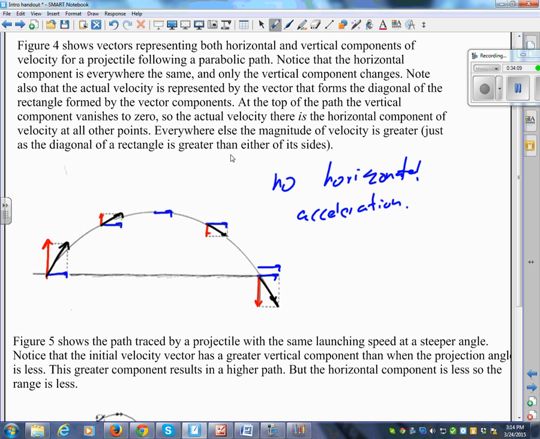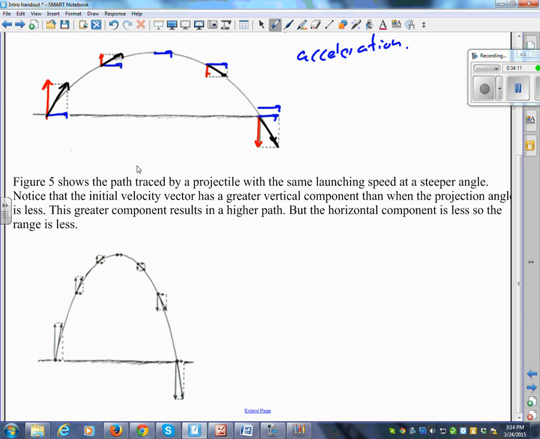This one down here shows the path traced by a projectile with the same launch speed at a steeper angle. Notice that the initial velocity vector has a greater vertical component than when the projection angle is less. This greater component results in a higher path, but the horizontal component is less, so the range is less. If you shoot it high, it doesn't go as far. How come? Less horizontal component. I can see that I'm losing you.